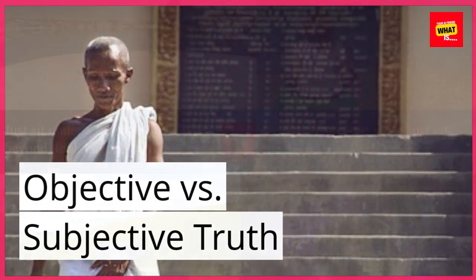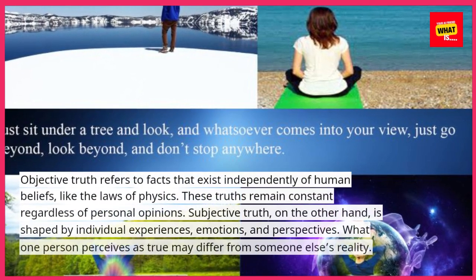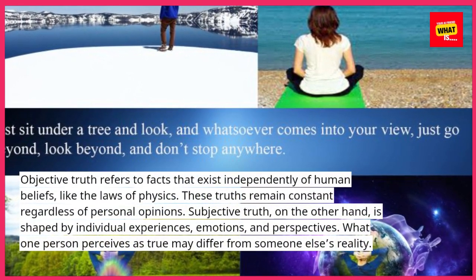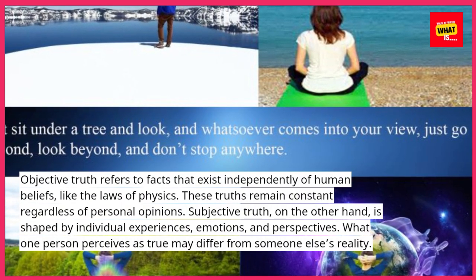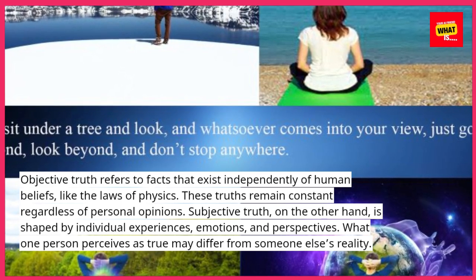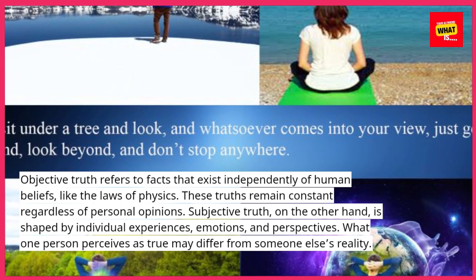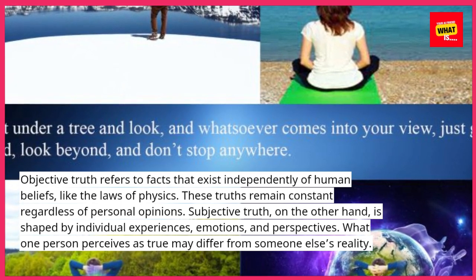Objective versus subjective truth. Objective truth refers to facts that exist independently of human beliefs, like the laws of physics. These truths remain constant regardless of personal opinions. Subjective truth, on the other hand, is shaped by individual experiences, emotions, and perspectives. What one person perceives as true may differ from someone else's reality.